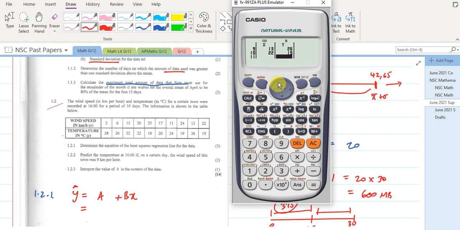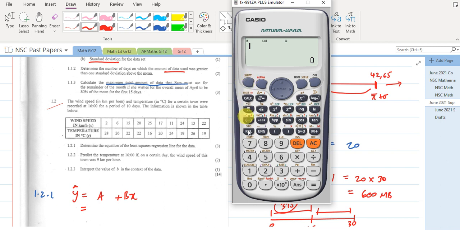Let me just double check everything. Make sure all your data is entered correctly. You must always double check. Right, regression. So we have 28, 26, 22, 22, 16, 20, 24, 19, 26, 19.